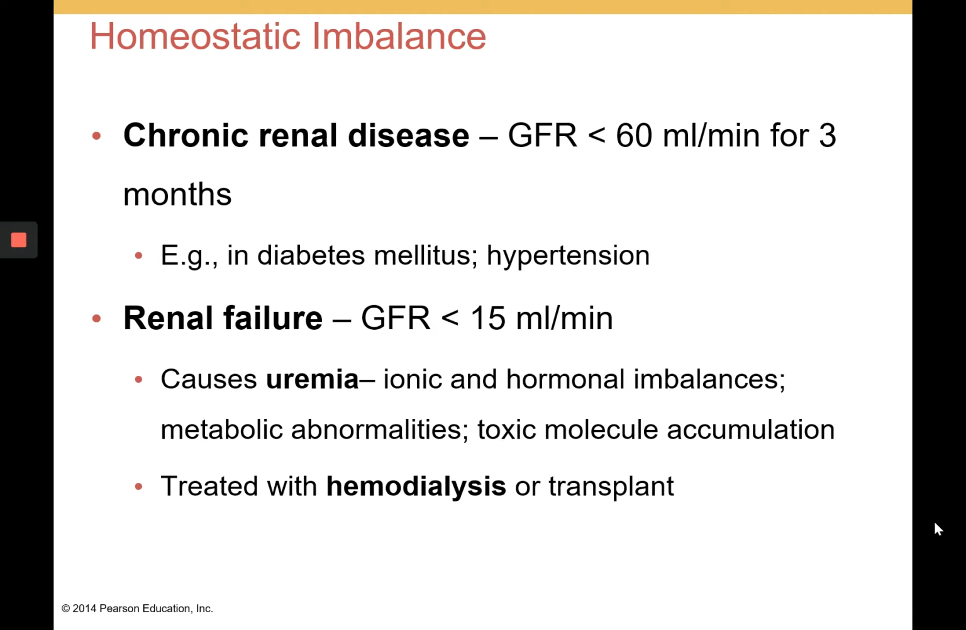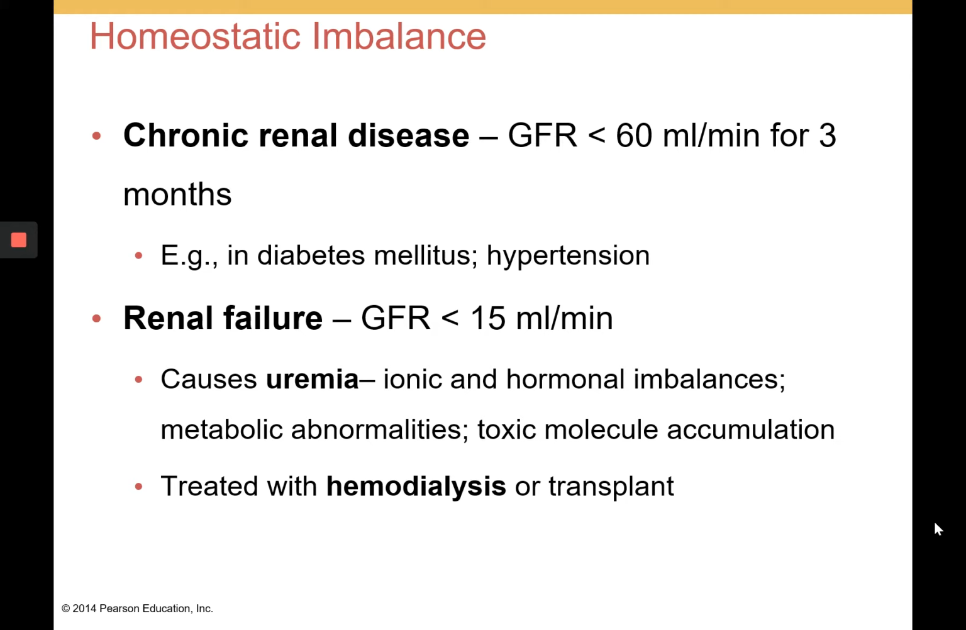A homeostatic imbalance we want to mention is chronic renal disease. Chronic renal disease can be defined as glomerular filtration rate below 60 milliliters per minute, especially if that lasts for 3 months. So individuals with diabetes mellitus, hypertension, they're at risk for developing chronic renal disease. Renal failure is when glomerular filtration rate is less than 50 milliliters per minute.